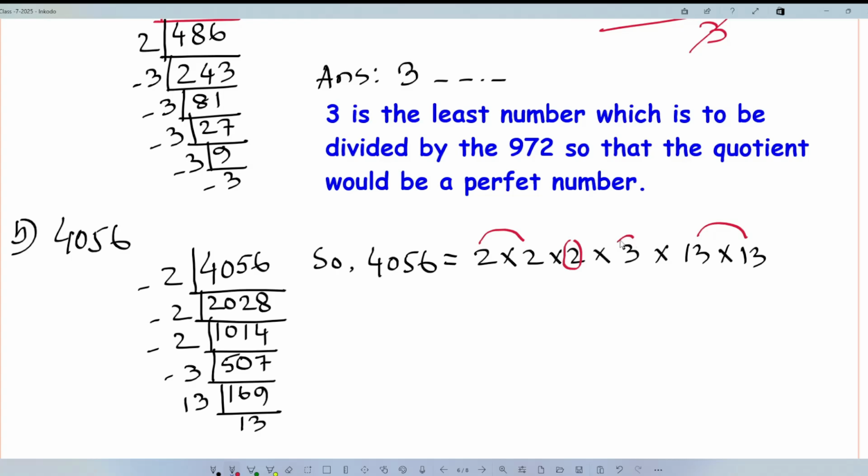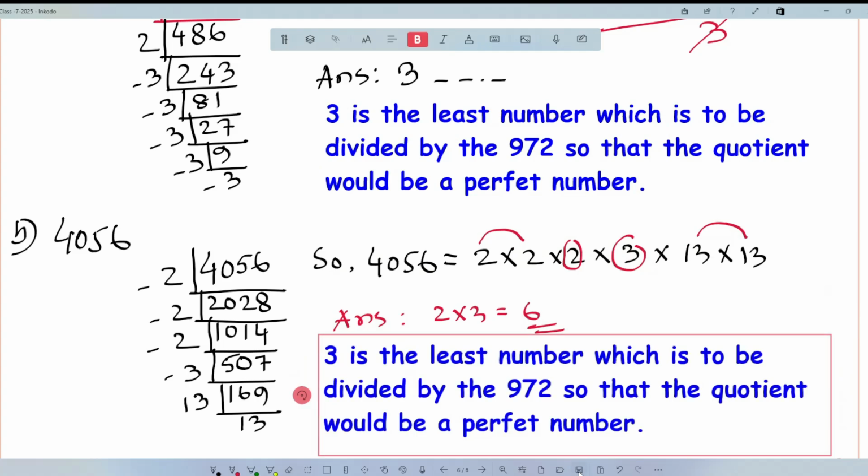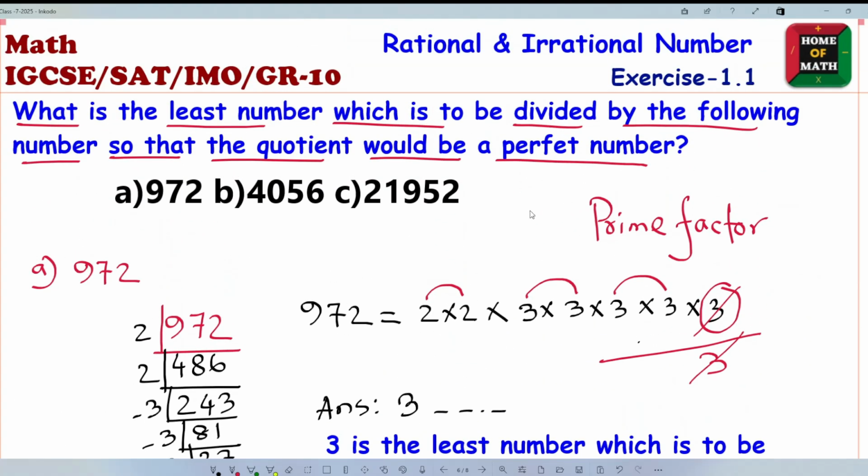2 is a single, 3 is a single. So the answer is 2 times 3, 6. 6 is the least number by which 4056 should be divided so that the quotient would be a perfect square. So similar thing we can copy and paste here. So we can write here 6. Okay, and here we can write 4056. Very easy.